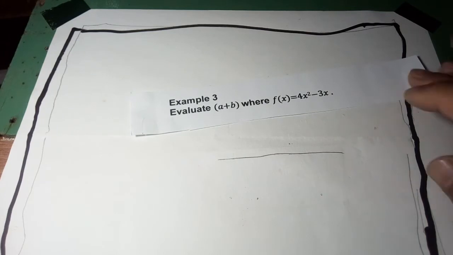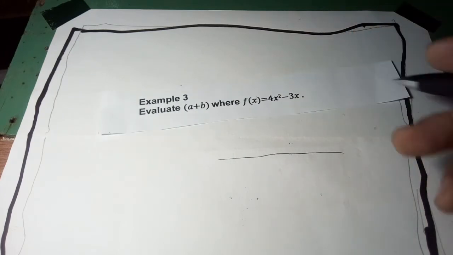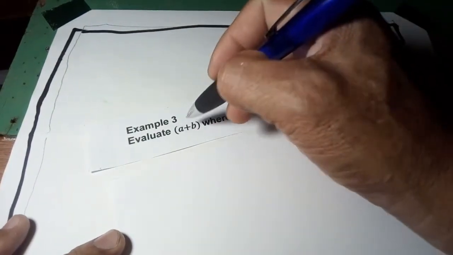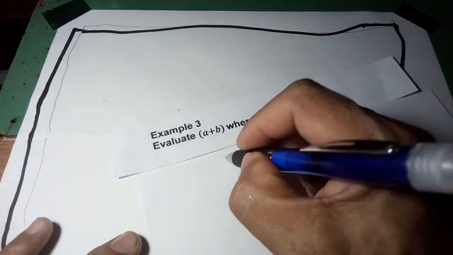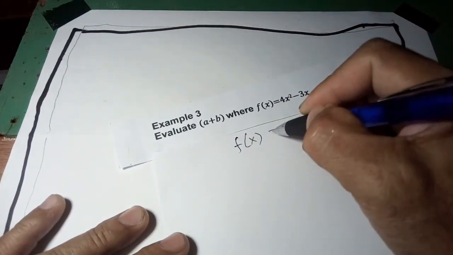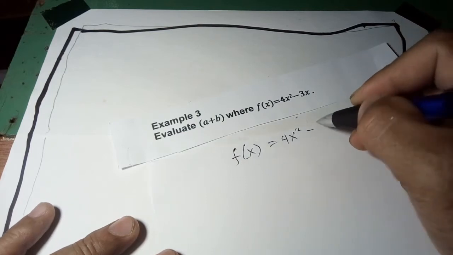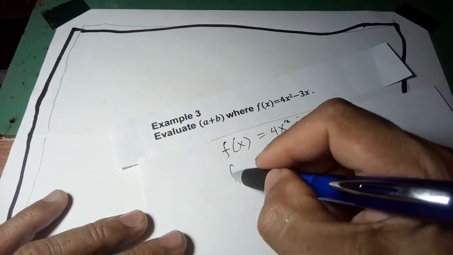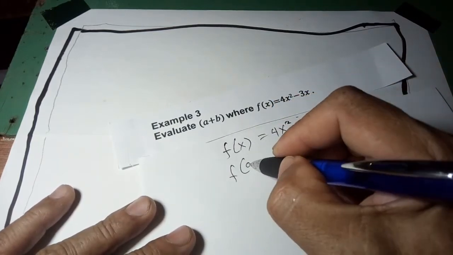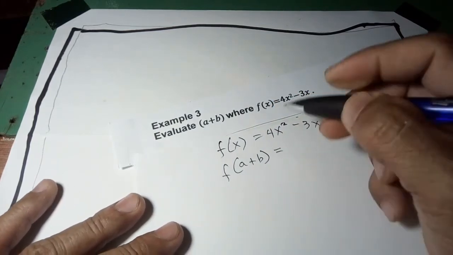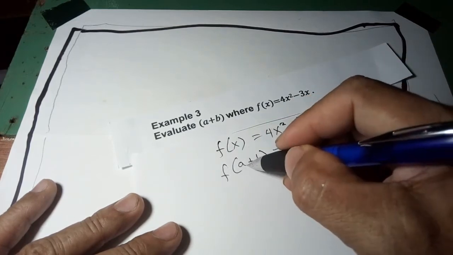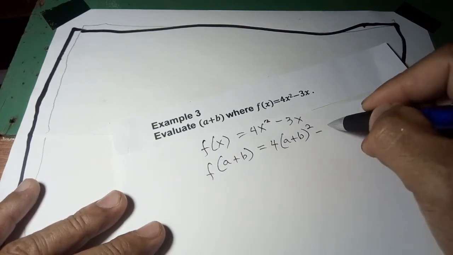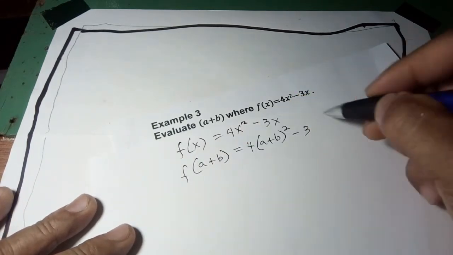How about this one? Evaluate f of x equals 4x squared minus 3x at a plus b. So our function is f of x equals 4x squared minus 3x at a plus b. So f of a plus b is equal to 4 times, x is replaced with a plus b, squared, minus 3 times, x is replaced with a plus b.